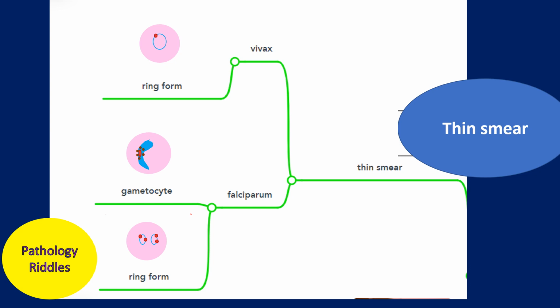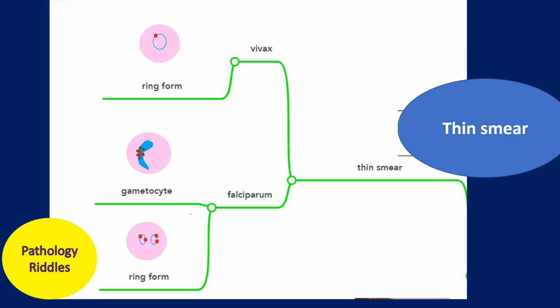Also note that the ring forms of parasites are early trophozoites. See in this image. Since Plasmodium vivax and falciparum are the most common parasitic infections in India, we have shown them here. From the MBBS point of view, it is enough if you learn to identify the ring form and gametocytes of Plasmodium falciparum. The ring form of Plasmodium vivax is seen inside the RBC.